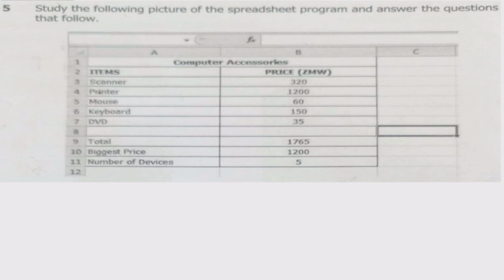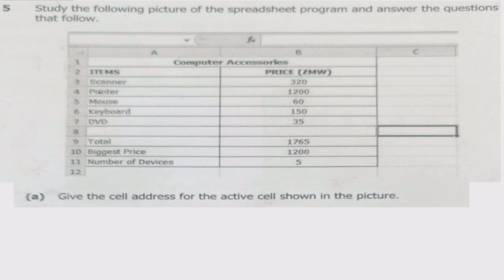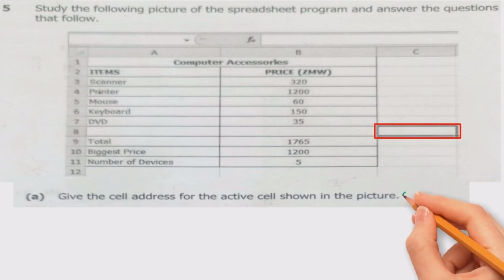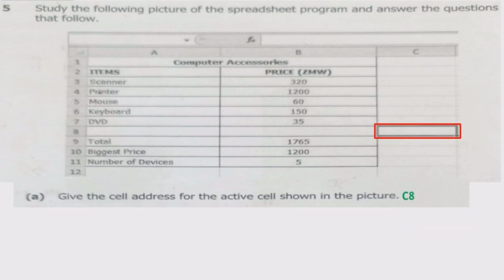Question 5a is as follows. Give the cell address for the active cell shown in the picture. The active cell is the one I've put in the red rectangle there. So what is it called? That cell is called C8.